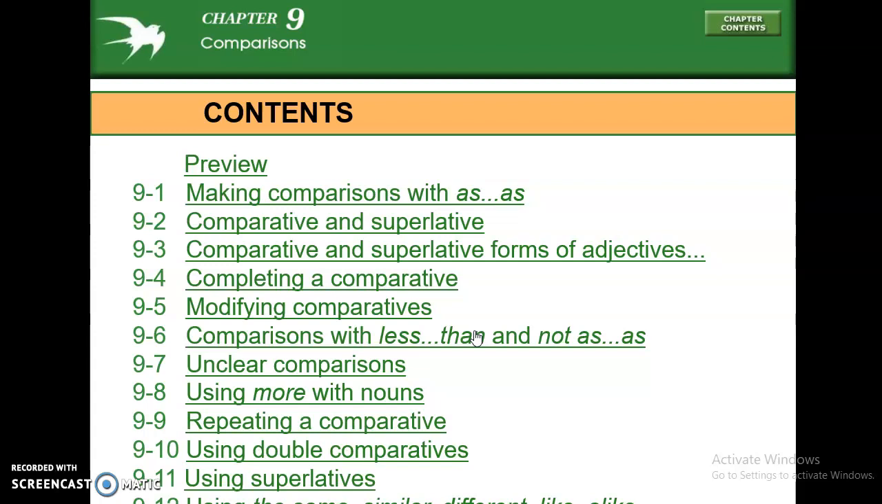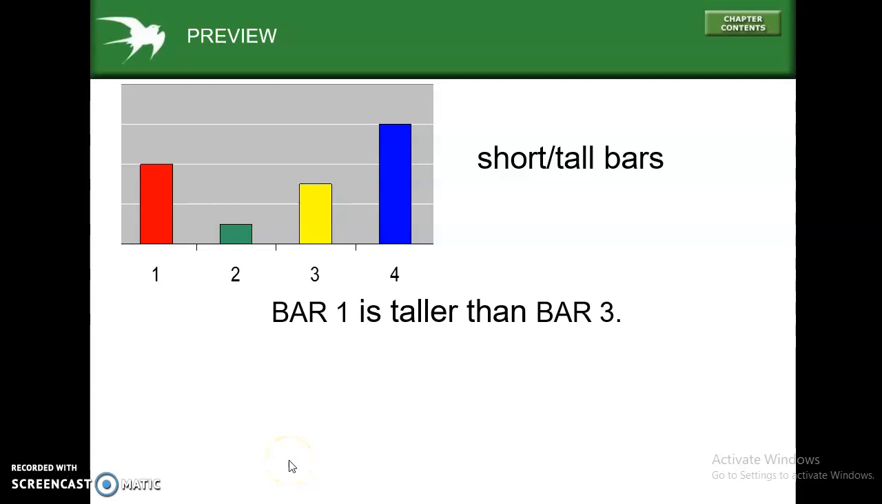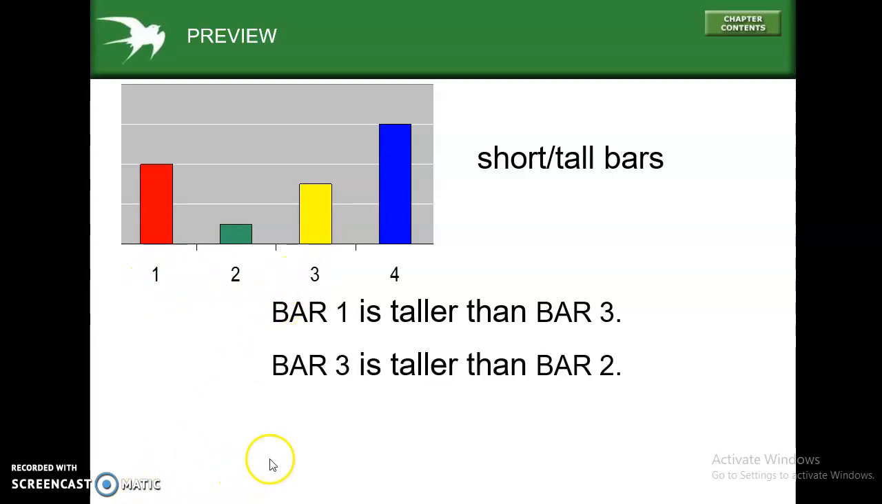Today's topic is comparison. Let's go on to the subtopic: making comparisons with "as...as" and "than". When you want to compare two things, we need to use adjectives, and the adjectives we use here are short and tall. For example, this sentence: bar 1 is taller than bar 3. Bar 3 is taller than bar 2.